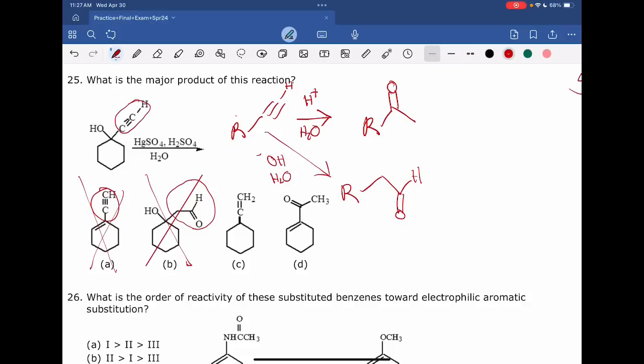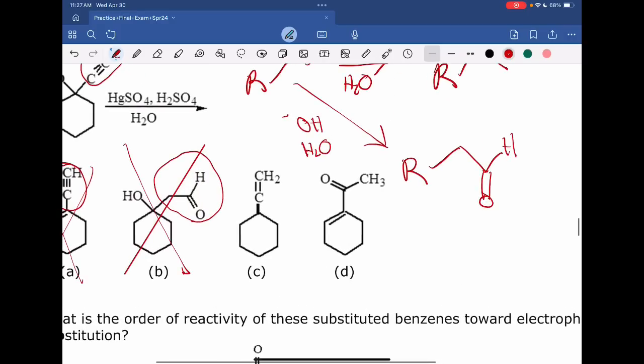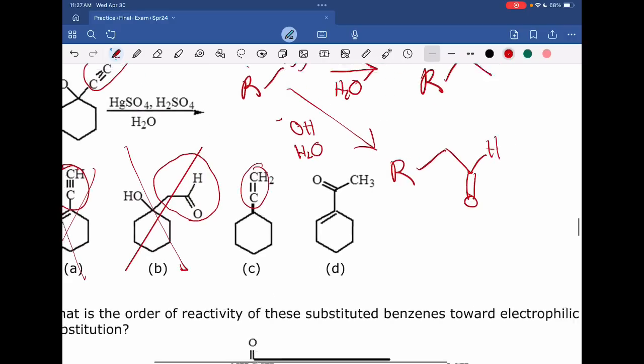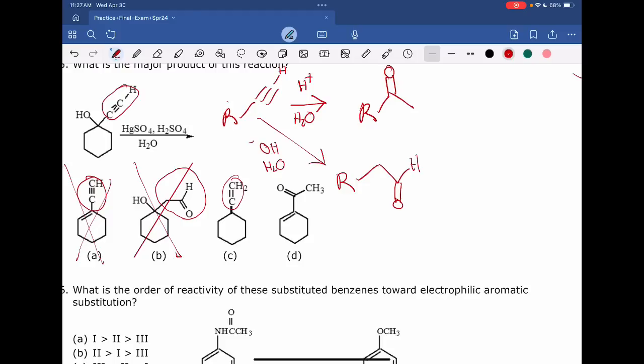Okay, answer C has a double bond. You reduced the thing somehow, which doesn't make sense. You need to either add water somewhere or get rid of the triple bond, so this doesn't make sense. And also they got rid of the OH. So no, it's not C.